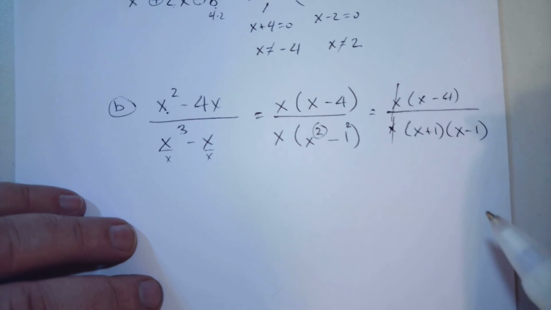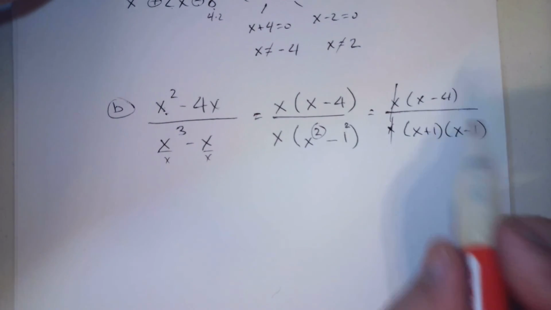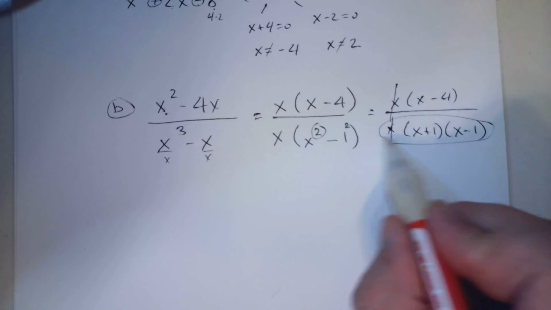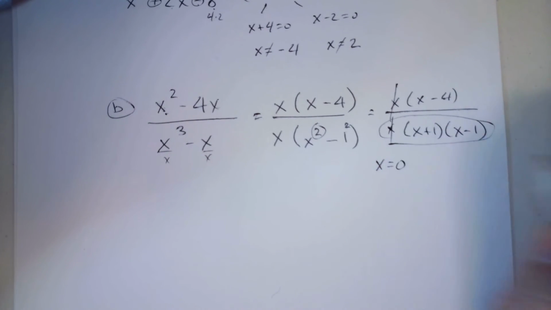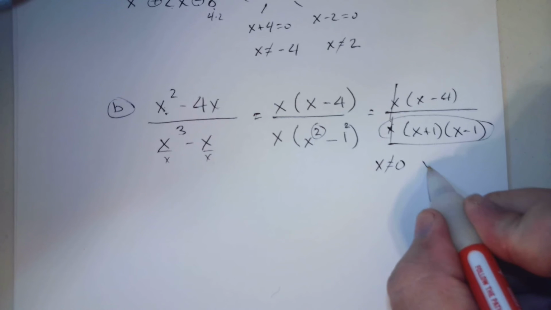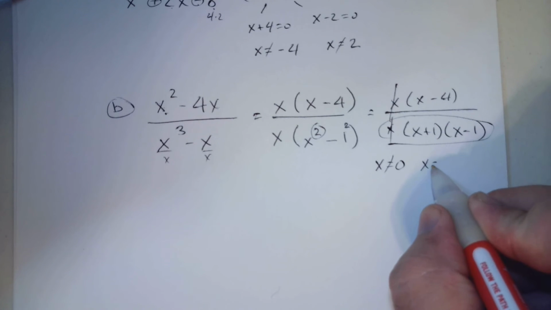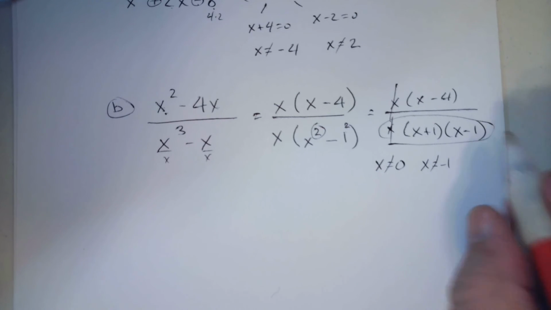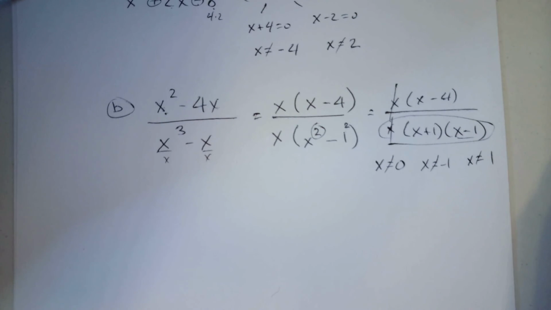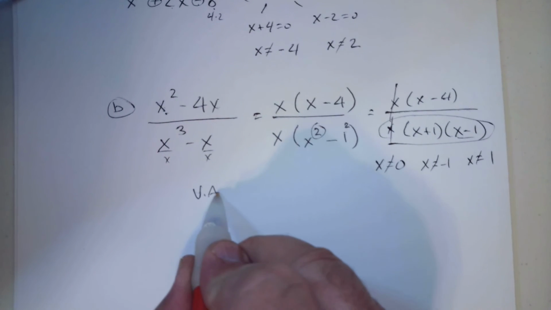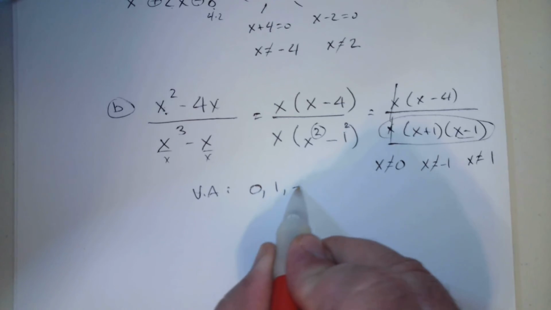These x's cancel. Even though at this stage x equals 0, I can't use 0. X plus 1, so x equals -1. I can't use -1. And I can't use +1. My vertical asymptotes are 0, 1, -1.